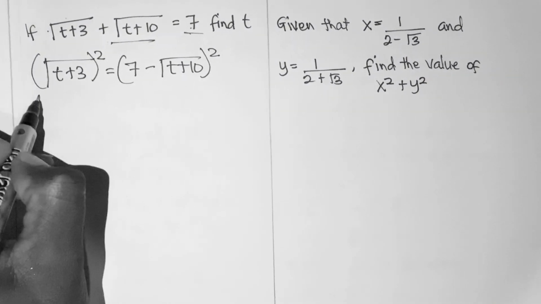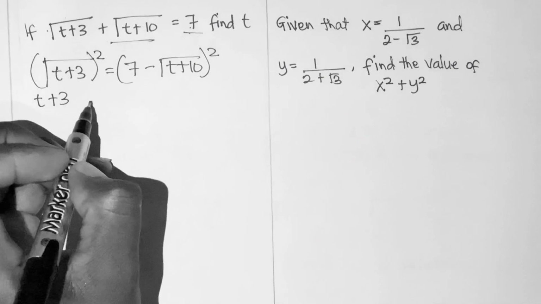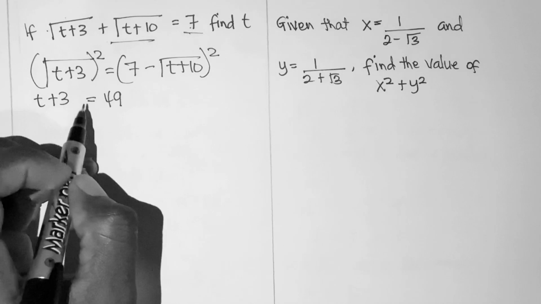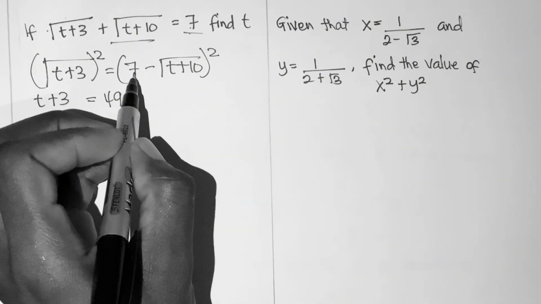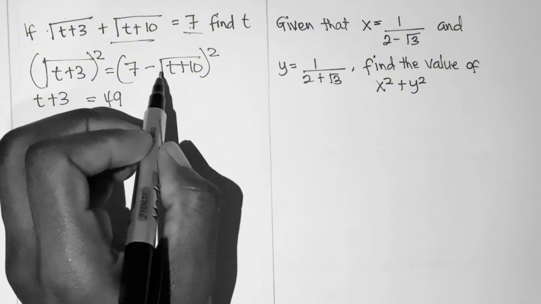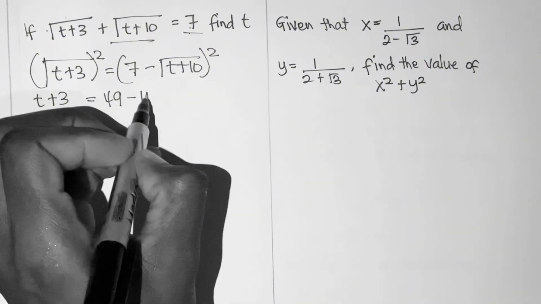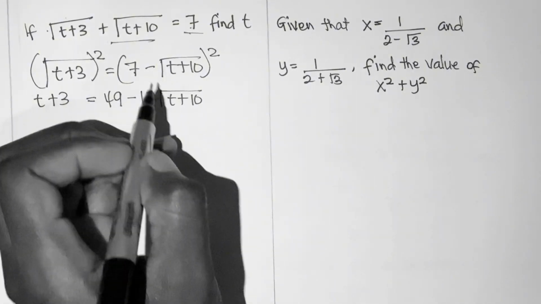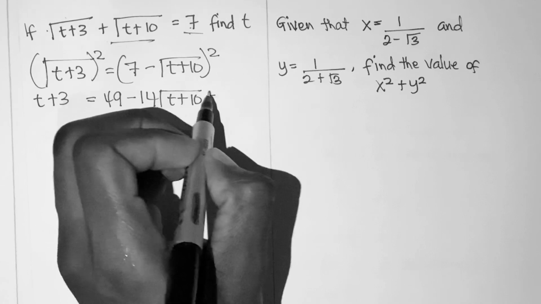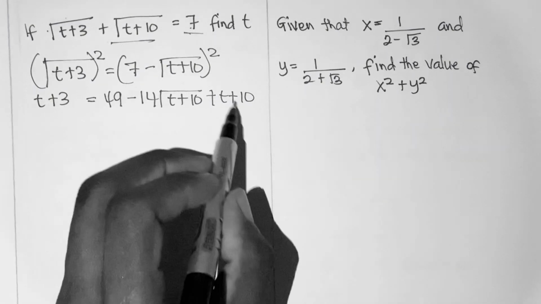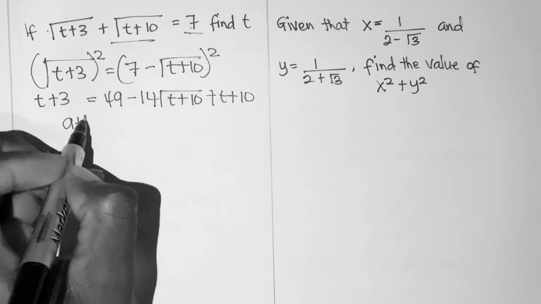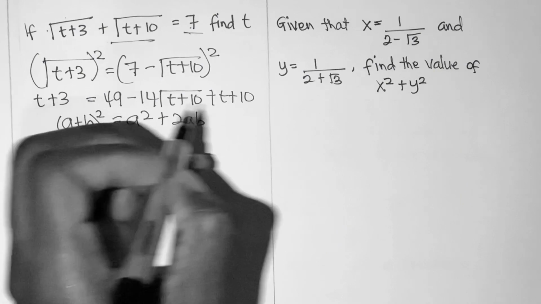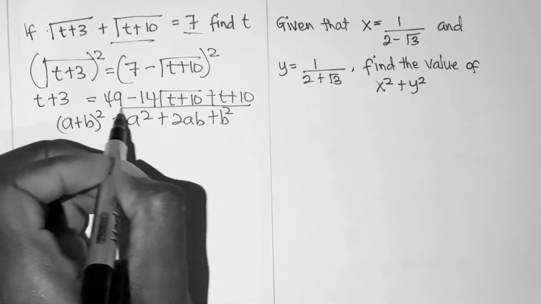So if we square this, we get t plus 3 equals, now 7 squared is 49. Then 2 times 7 is 14, 14 times minus root t plus 10 becomes minus 14 root t plus 10. And then minus root t plus 10 squared is equal to plus t plus 10. We are still using the expansion a plus b squared equals a squared plus 2ab plus b squared. That's what we use to expand all of that.